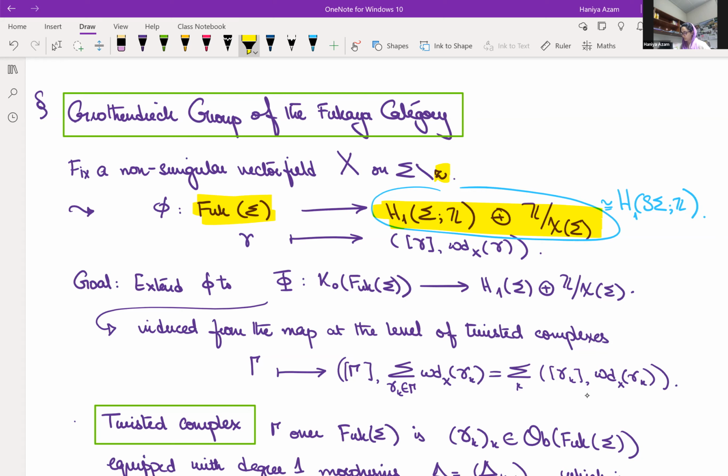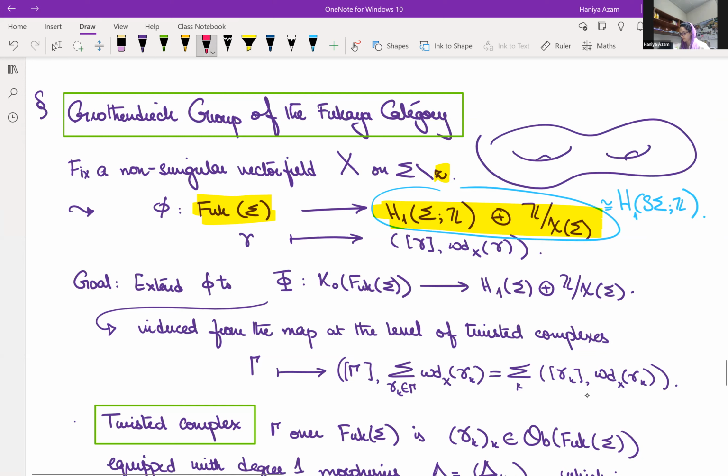Let me just draw the genus 2 case. So you have these curves. These are the alpha curves, and these are the beta curves. That's what gives you this homology here, and they generate it. And then you have this quotient, which is Z mod the Euler characteristic of sigma.